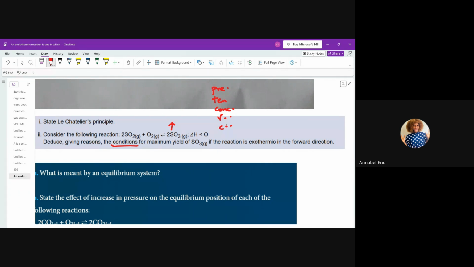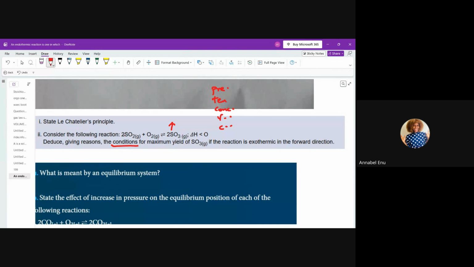Now, two good conditions that we can easily deduce from this question, we can do something in terms of temperature. Why? Because the number of moles is visible here, the number of molecules. And we remember the number of molecules is connected with pressure, right?